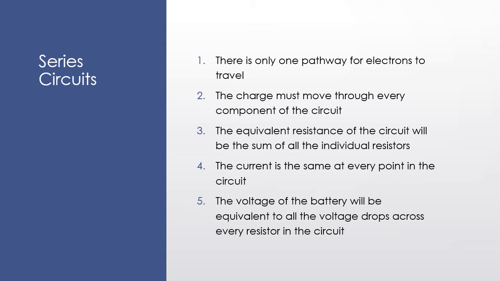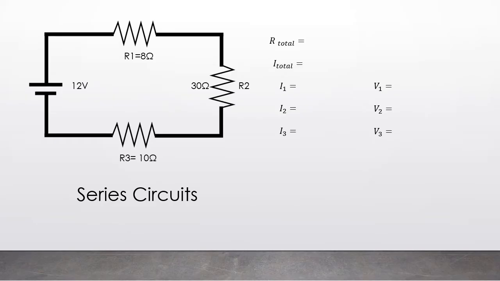And number 3, the voltage of the battery will be equivalent to the voltage drops across every resistor in the circuit. So if we take a look, what does all that look like? Here we have an example circuit. We have 3 resistors in this circuit, and then we have a 12-volt battery source that's going to power things through.